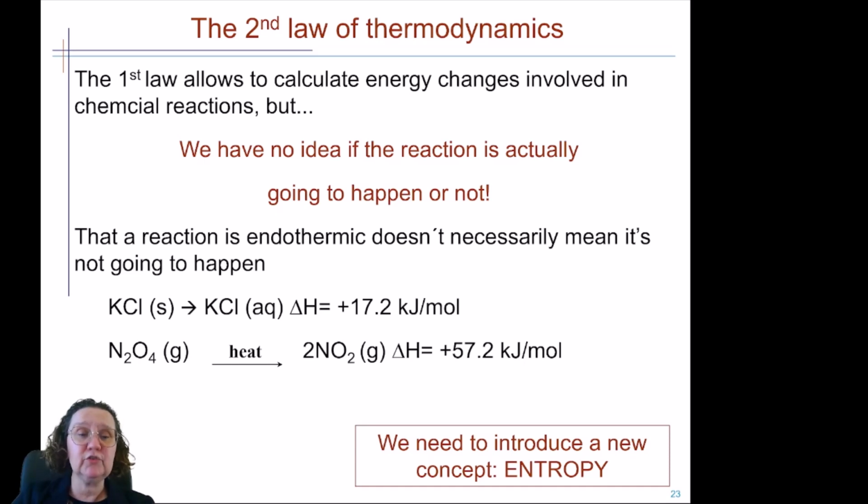The two I've got here are the dissolution of potassium chloride, solid to aqueous, so dissolving potassium chloride in water, and the decomposition of dinitrogen tetroxide, N2O4, with a little bit of heat to produce NO2. They are spontaneous reactions. So just knowing if a reaction is going to give heat or absorb heat, if it's going to be exothermic or endothermic, is not enough. We need to introduce a new variable, a new concept, and we call that concept entropy.